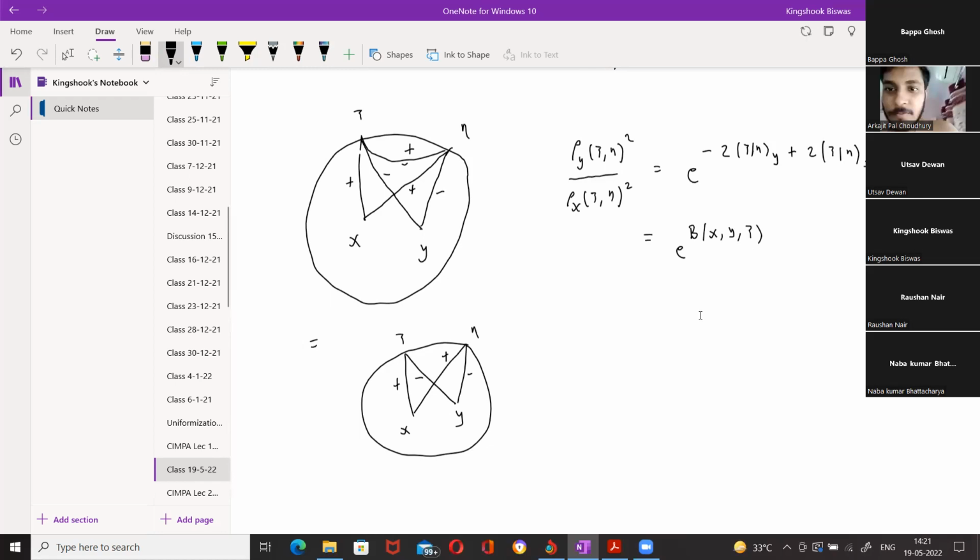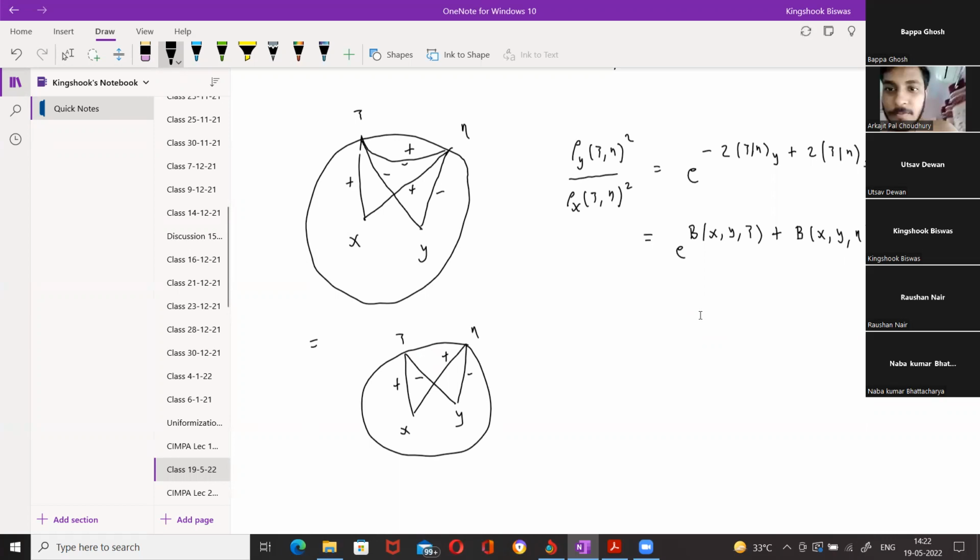Yes, it's the distance from x to xi minus distance from y to xi, interpreted as a limit, right? Similarly, distance from x to eta minus distance y to eta. So I'll get plus the Busemann function of x, y, eta. Okay. Is this all right? Yes. Okay.